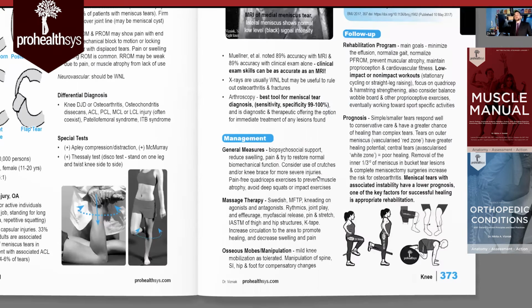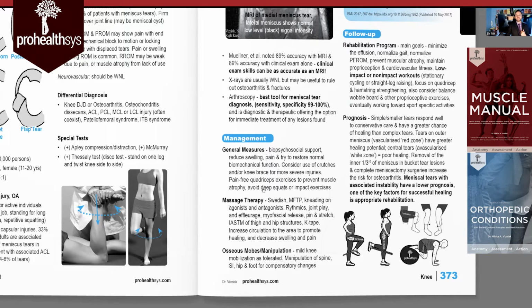General measures. Number one, biopsychosocial support. You want to make sure that this person has the counseling and the recognition to understand that this condition may not be a career-ending injury. A lot of people think, oh, meniscus tear, I'm not going to be able to do X, Y, and Z. Nope, there's lots that you can still do and maintain a relatively normal life or normal biomechanical function. Short-term, consider use of crutches or braces for the severe injuries.